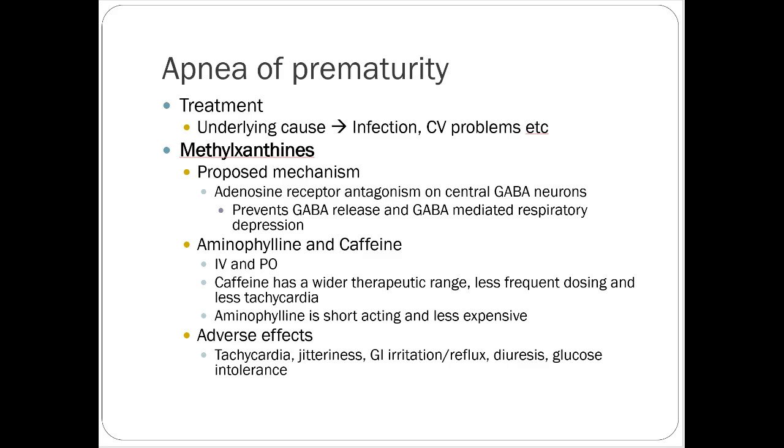So aminophylline and caffeine are the two drugs here. We talked a little bit about aminophylline during respiratory. It's not a commonly used medication in adults. It's available IV and PO. Caffeine is much more preferred. Generally, it has a wider therapeutic index, less frequent dosing, and much less tachycardia associated with it, which aminophylline has more. Aminophylline is also shorter acting. However, aminophylline is really cheap. Caffeine at one point was almost impossible to get IV. It comes and goes. It's a drug shortage thing that's been on and off forever.